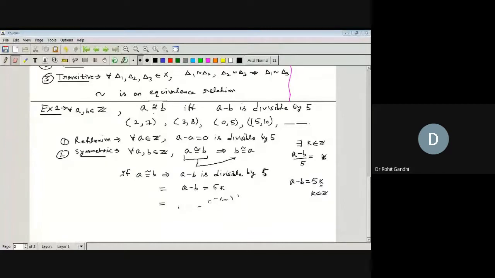So this is minus b plus a, which is equal to 5k, and I can write it like this. Here it will be b minus a is equal to 5 into minus k. Now is it fine, Kanika?